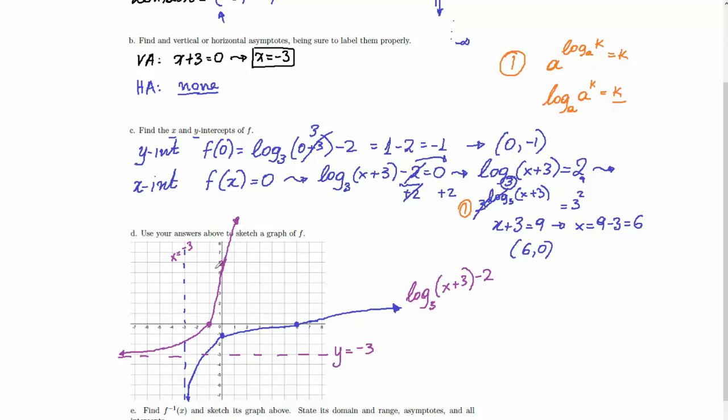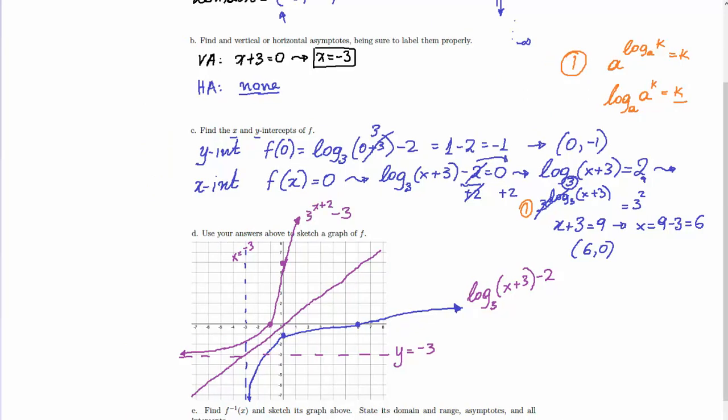If you compare these two functions, the purple and the blue, you will easily see that these two functions are symmetric around the line y equals x. That, as we know, is the case for any two inverse functions.